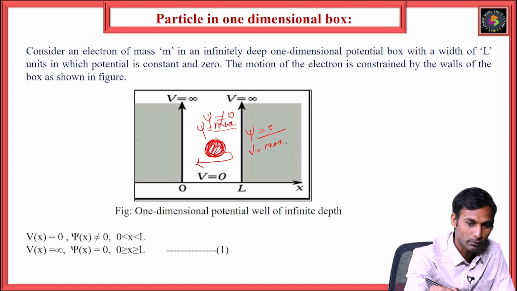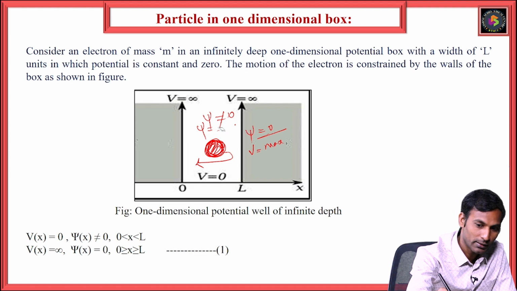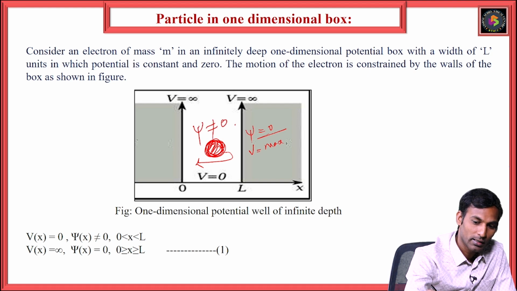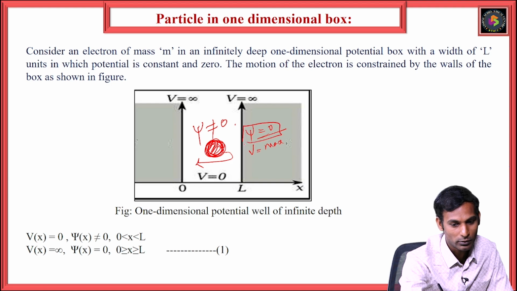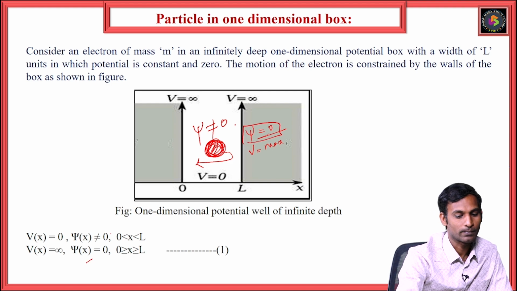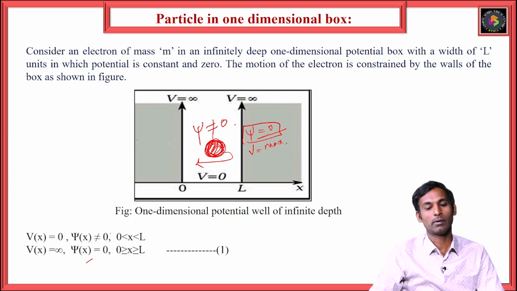Okay, very important point. If the particle is located inside the box, psi is not equal to 0. If it is outside the box, at the boundaries, psi is equal to 0. This is the main difference. That is represented as equation number 1.